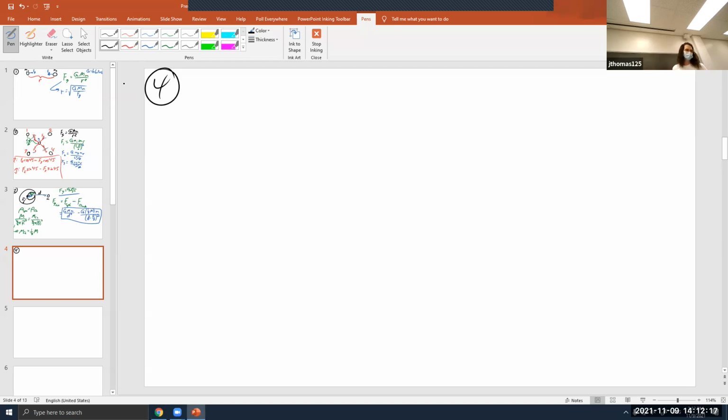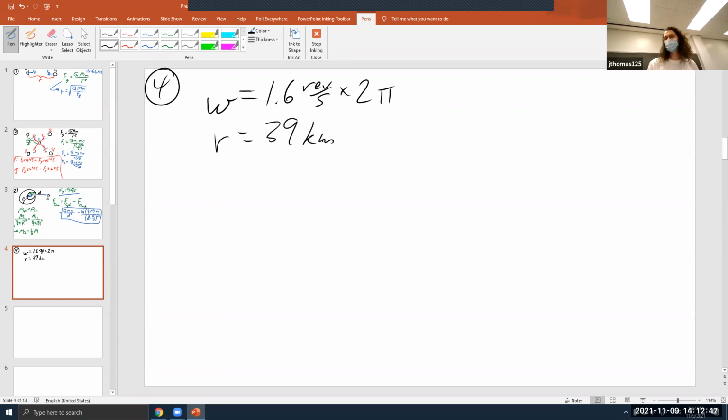And in this problem, they give you a rotation speed, which is an omega. They tell you it's like 1.6 revolutions per second. The reason I'm writing it out is because I want to point out that we still need to work with radians, not revolutions. So you want to multiply by 2 pi. And we're given the radius of this neutron star is 39 kilometers. Again, writing it out because I want to point out that you need to multiply by 10 to the third.